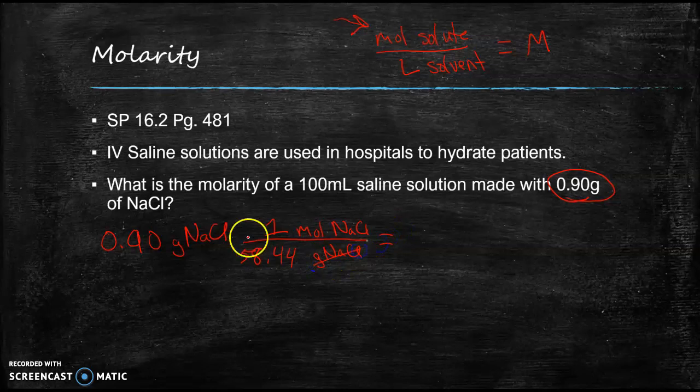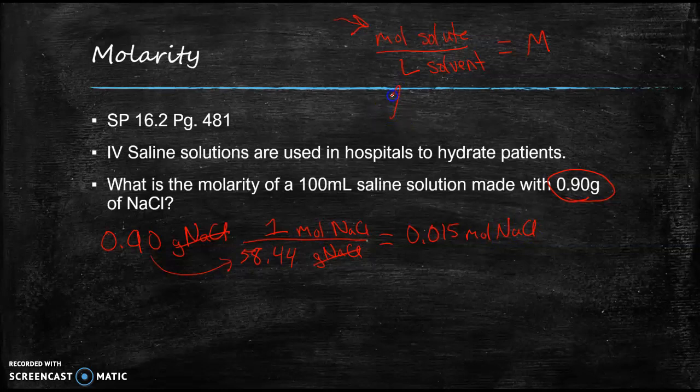We cross out our grams of sodium chloride because they cancel. Divide 0.90 by 58.44, which will give us 0.015 mole of sodium chloride.